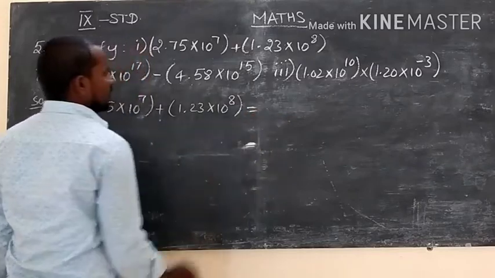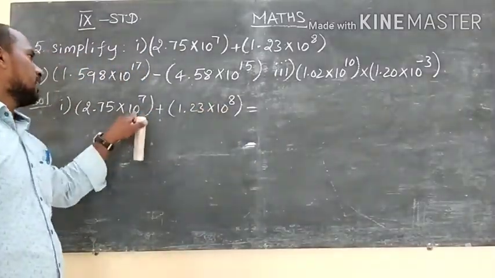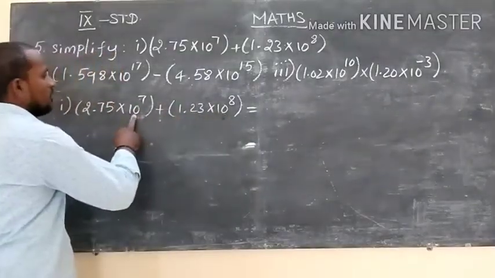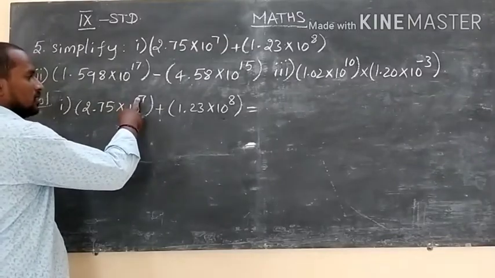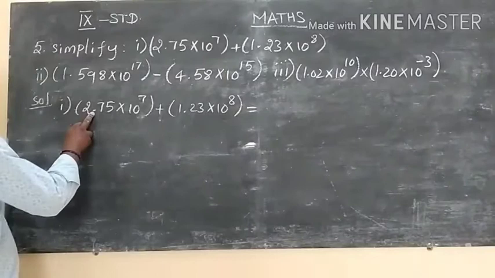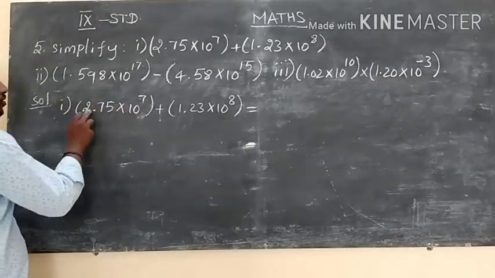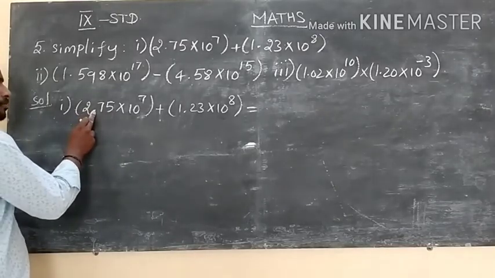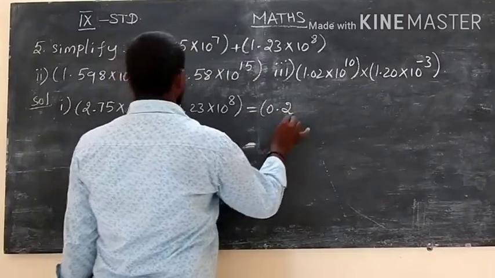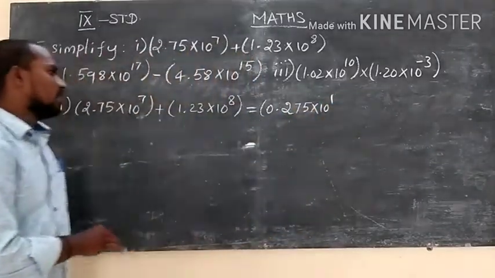So in this slide, given the question, we consider the powers: 10^8 and 10^7. Which one is the greater? This is the greater, so this value is converted into 10^8. How to convert? Here, moving the decimal from right to left, we get positive exponents. So the decimal shifted one place, we get 0.275 × 10^1.